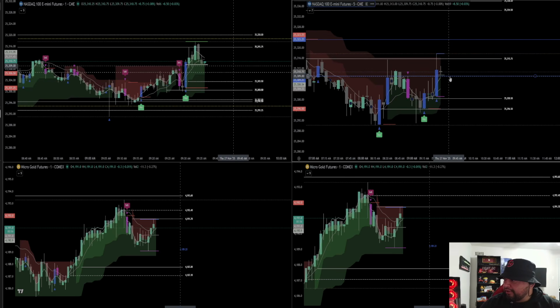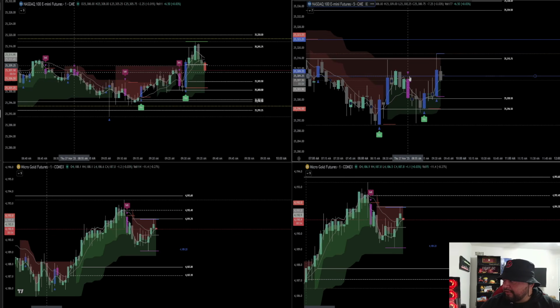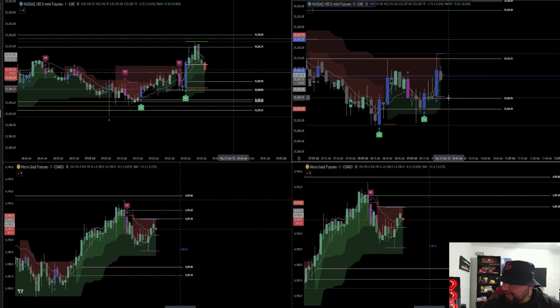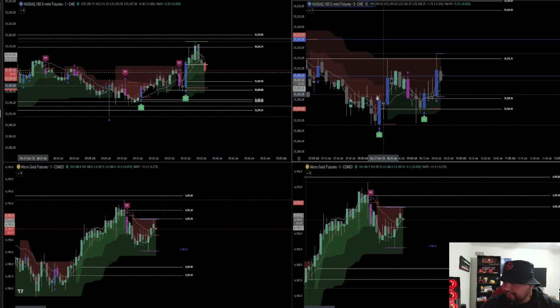So now you want to see it hold above that 310 that it broke, and then you want to see it continue. So now it's breaking back in, so it could just be re-entering that little previous range zone.